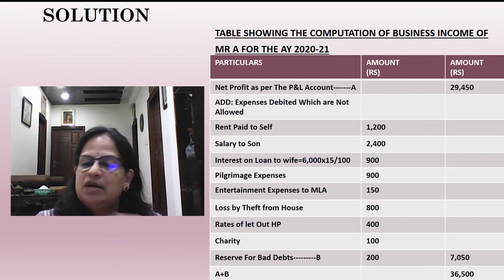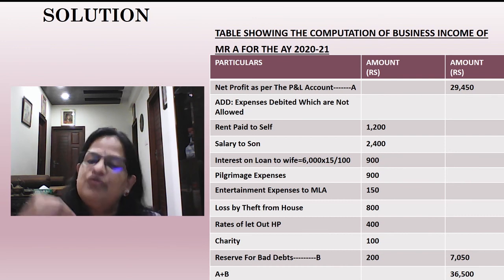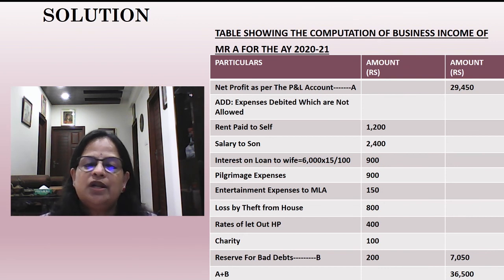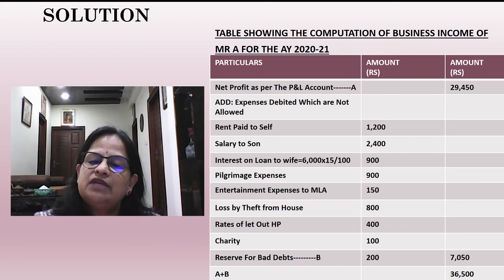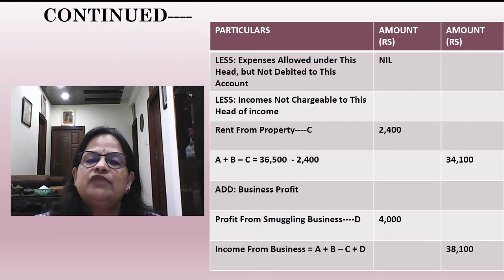From the business premises, whatever is lost is allowed because it's a business expenditure. From the house it's a capital loss. It's not allowed here. Rates of let-out house property 400 not allowed. Charity not allowed. Reserve for bad debts not allowed. So take the total of all these disallowed items, you will get 7,050. 29,450 plus 7,050, you will get 36,500.